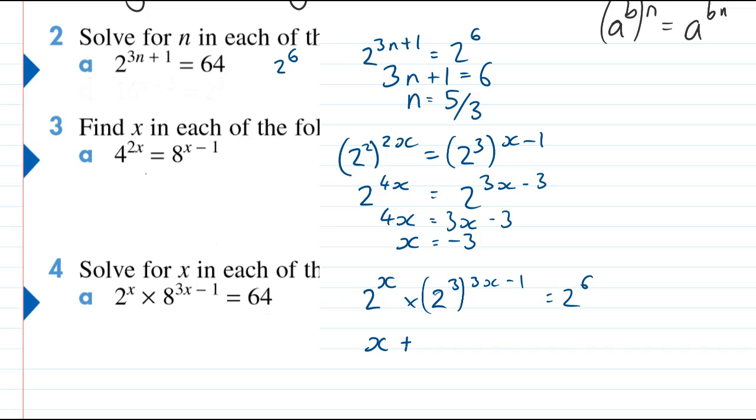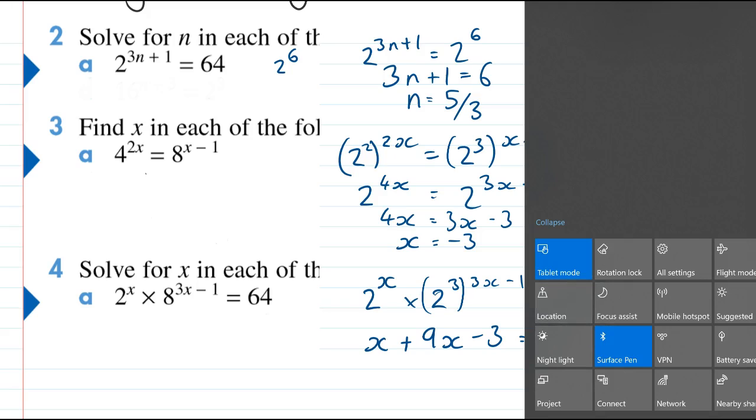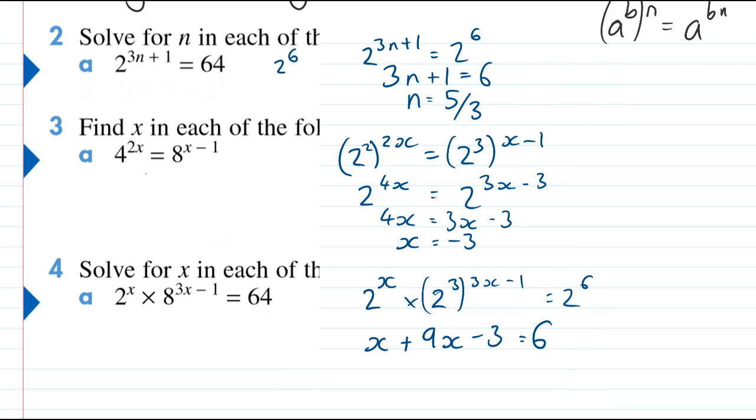So we've got 3 times 3x, which is 9x, and then we've got 3 times minus 1, which is negative 3. And all of that equals 6. Same equation, but without the 2's. And because it's no longer a base, we've got to respect the fact that we add them now. When you times the numbers, you add the indices.